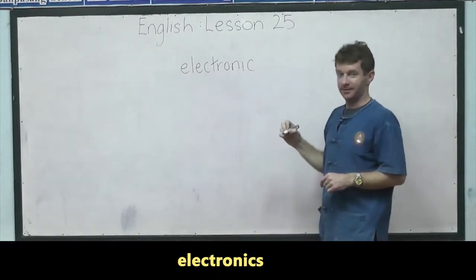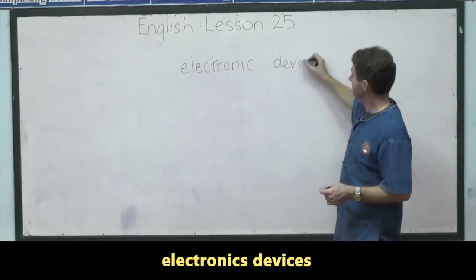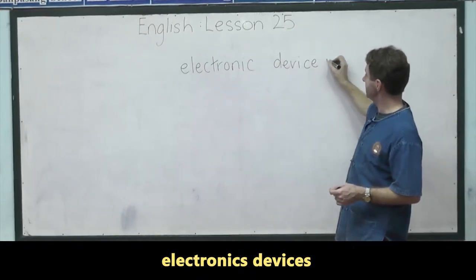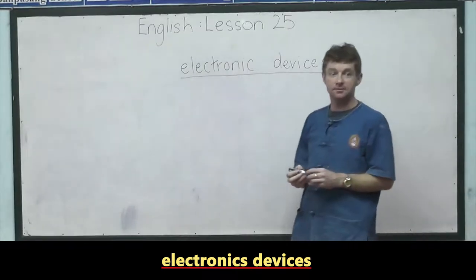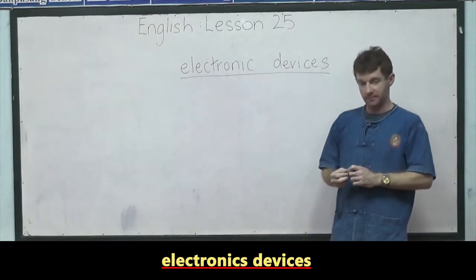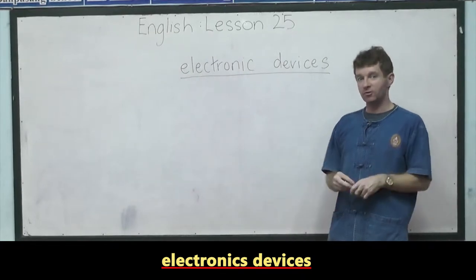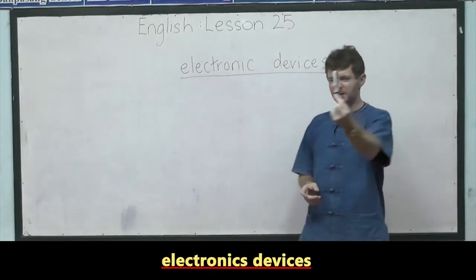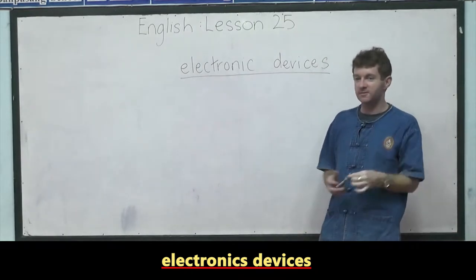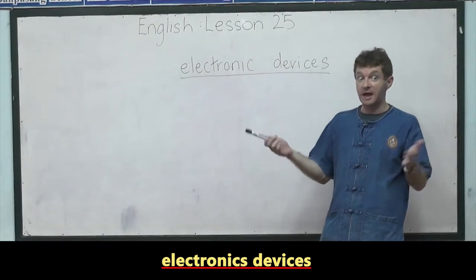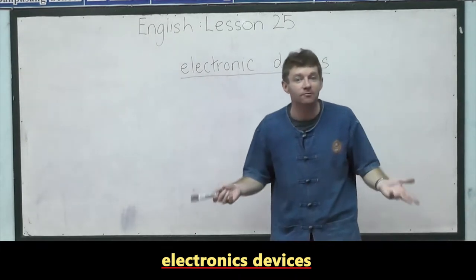Electronic. And then devices. D-E-V-I-C-E-S. Electronic devices. And what this means is things that need to use electricity. Like this marker, is this an electronic device? No. It doesn't need electricity to work. Is the television an electronic device? Yes, because it needs electricity.